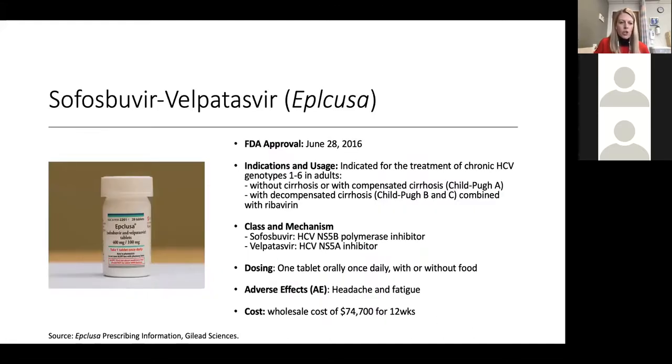So I just want to go over 2 of the main hepatitis C drugs that we use. One is called Epclusa. This is sofosbuvir velpatasvir. It is a pan-genotypic direct-acting antiviral, meaning it treats all genotypes of Hep C. It is produced by Gilead, and the wholesale cost is almost $75,000. It's given for a 12-week course, so you take one pill once a day for 3 months. Pretty low side effect profile and has a 95% chance of cure.